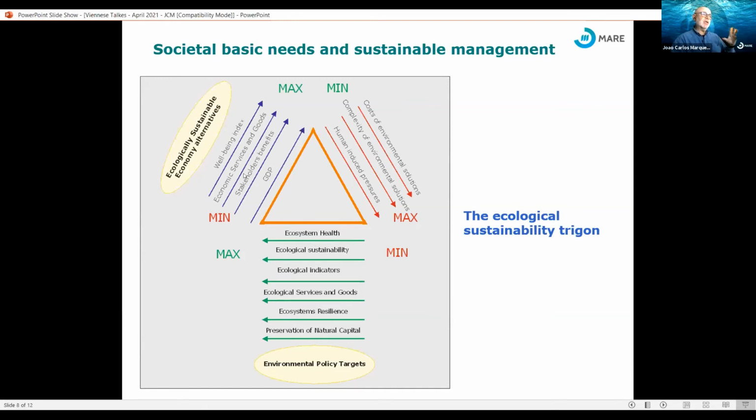On the left side of the trigon, we can look at the ecological, sustainable, economic alternatives we can have. As Simone said, in many cases, political decisions just take into account GDP, for instance. They concentrate on the economical sector. But at local level, or at a more local level, we can look at stakeholder benefits. We can also look at economic services and goods, which can be distinguished from ecological services and goods. And we can actually also use well-being indices that are more sophisticated in terms of being more subjective as well, because they are not just focusing on the product or on the production, but also on other more subjective aspects.